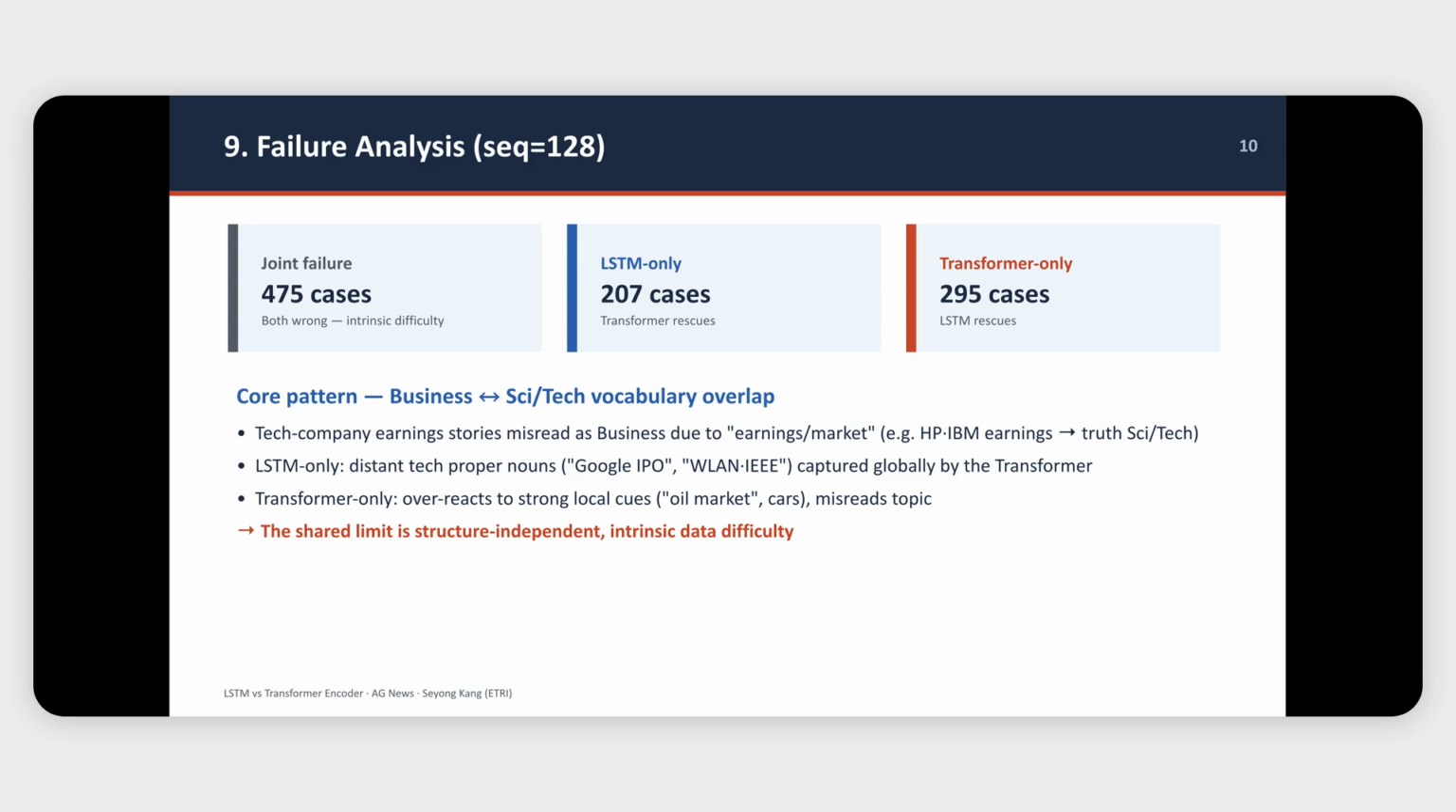Each model has a habit. The transformer got Google IPO or IEEE standard right, recognizing tech names, but slips when a strong word like oil market pulls it the wrong way. So how each model works shows up in its mistakes.